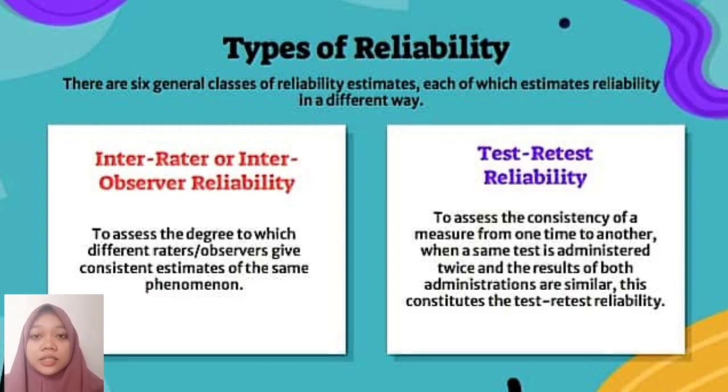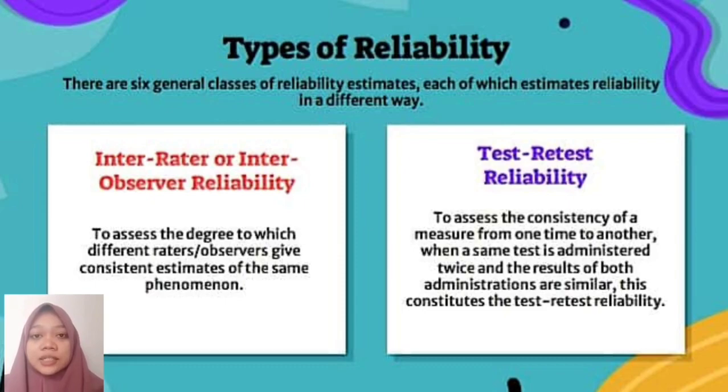They are: first, inter-rater or inter-observer reliability, to assess the degree to which different raters or observers give consistent estimates of the same phenomenon. That is, if two teachers mark the same test and the results are similar, it indicates the inter-rater or inter-observer reliability.